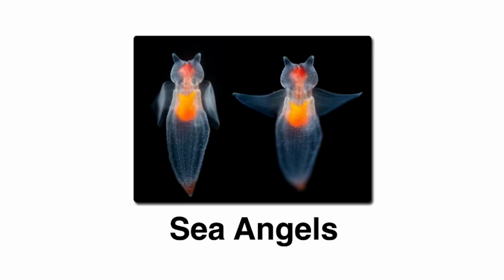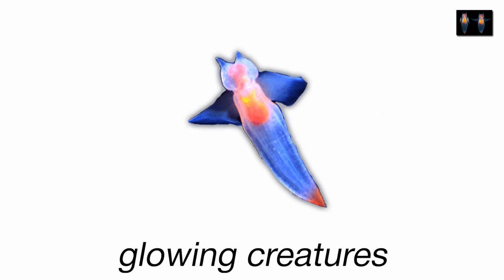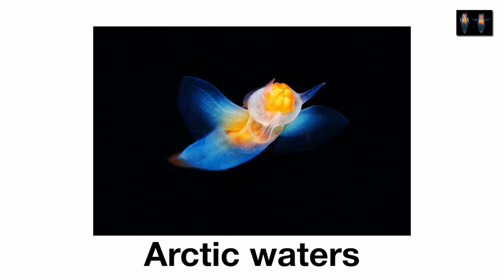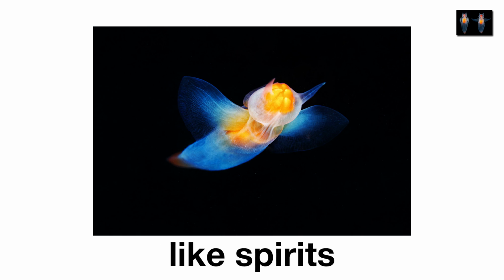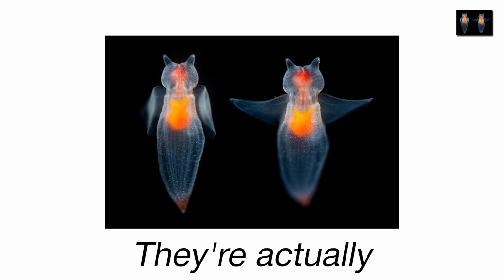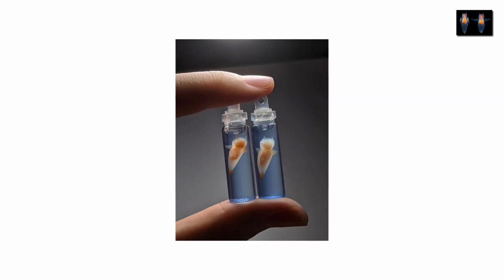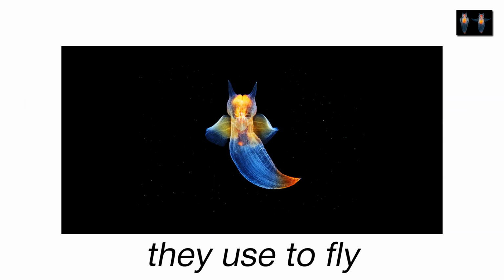Sea angels, the beautiful cannibals. At first glance, sea angels look angelic, translucent, glowing creatures that flutter through Arctic waters like spirits. But don't be fooled. These angels are predators. They're actually a type of sea slug, about the size of your thumb, with wing-like fins they use to fly through the water. Their beauty hides a brutal lifestyle.